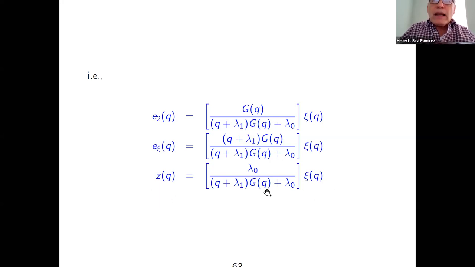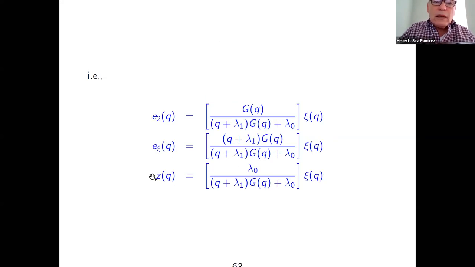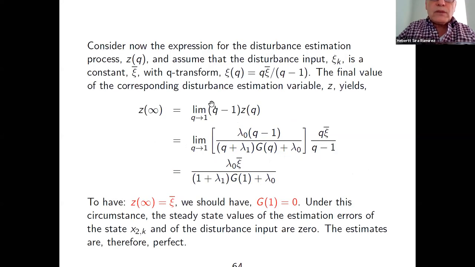So this would be the propagation of the filter transfer function to all these sensitivity functions. And then you apply the final value theorem. One of the things we would like to have as a property is that this estimate is exact when the disturbance is constant. If that estimate is exact when the disturbance is constant, then the estimate of the state will be exact because you can cancel the disturbance exactly and obtain just a simple chain of delays or advances. And the estimation of the disturbance, of course, would also be exact.